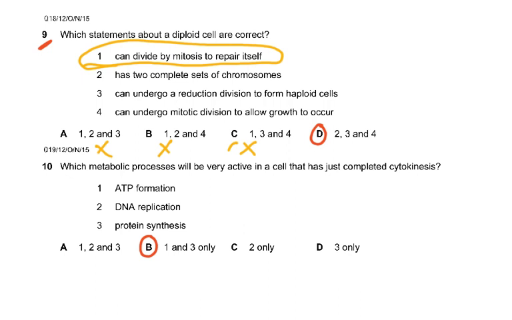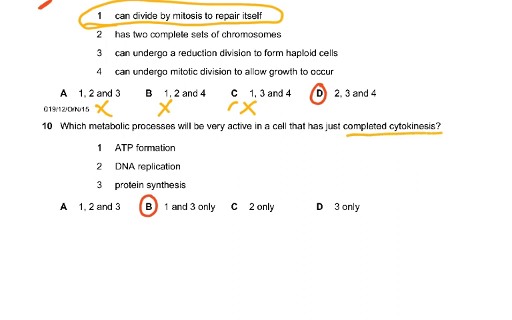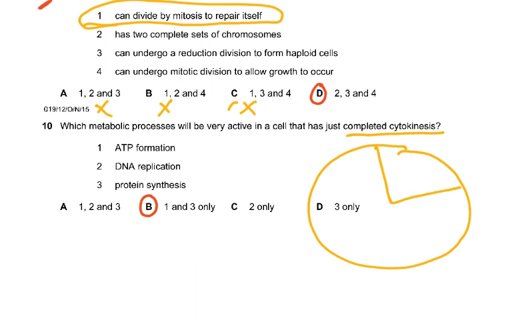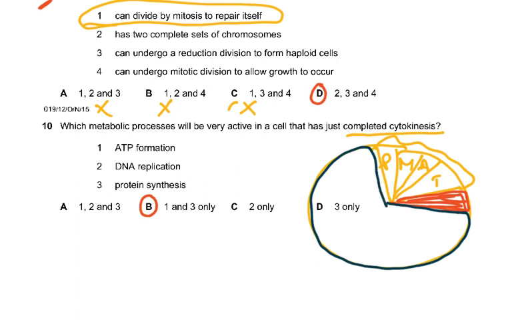Then which metabolic processes will be very active in a cell that has just completed cytokinesis? Just completed cytokinesis would be 1 and 3, because if it's completed cytokinesis, then that means mitosis has taken place. So PMAT has happened. PMAT is mitosis. This is all mitosis. And then we have cytokinesis, in which the cytoplasm divides. And then we have the whole of it, which is interphase, which is divided into three phases: G1, S phase, and G2 phase.